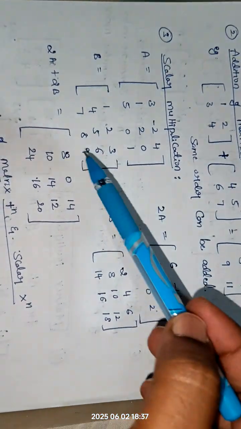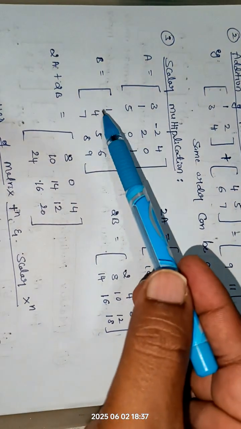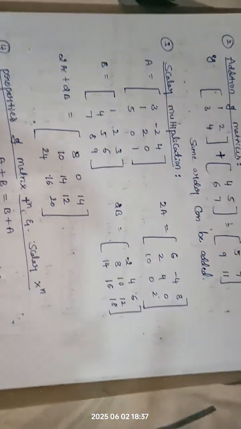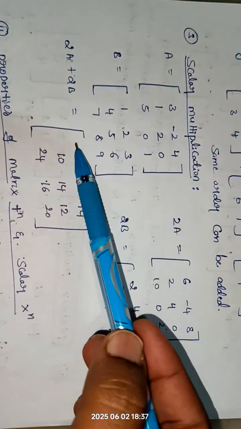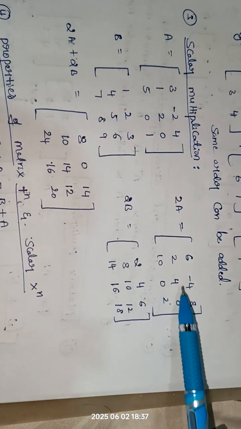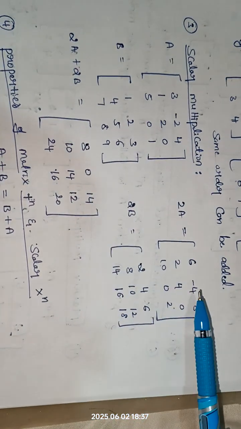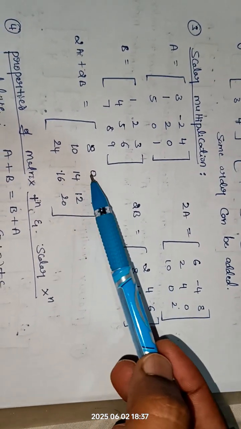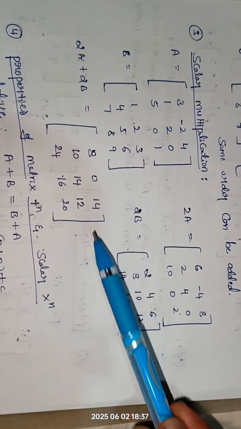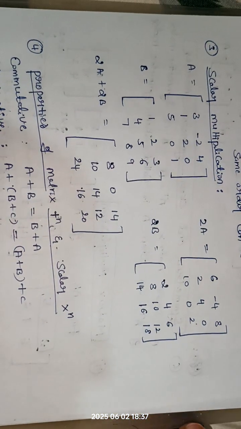Next, B is written like this. So if I write 2B, multiply each element with 2. Suppose you want to add 2A and 2B, 2A plus 2B. So add this matrix with this matrix. What is 6 plus 2? 8. Minus 4 plus 4, 0. 2, 8 plus 6, 14. Like this you will get the result.